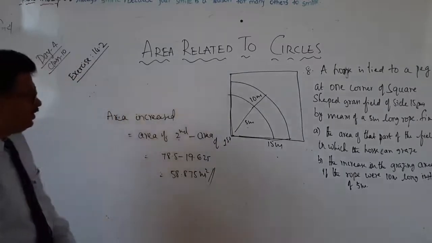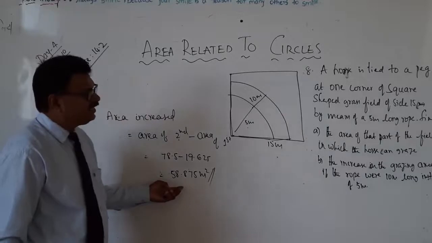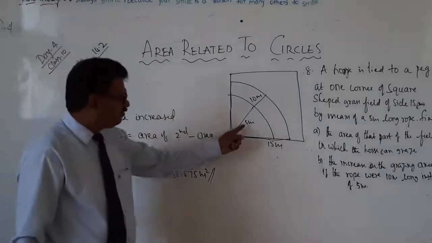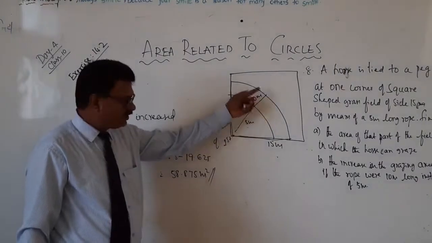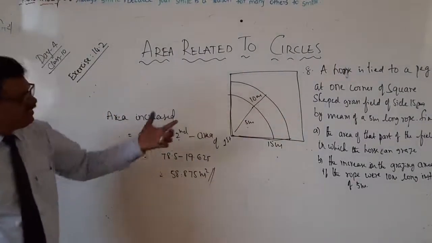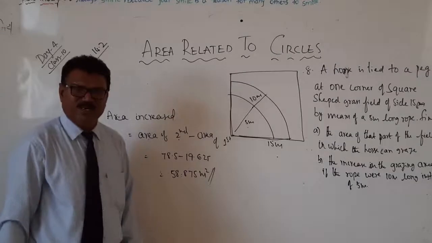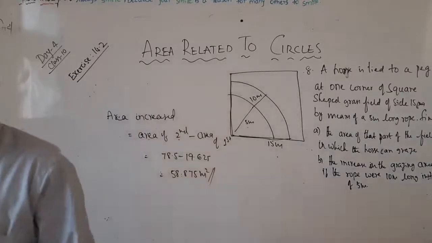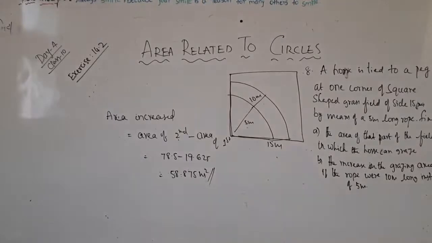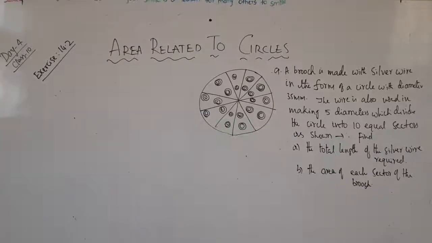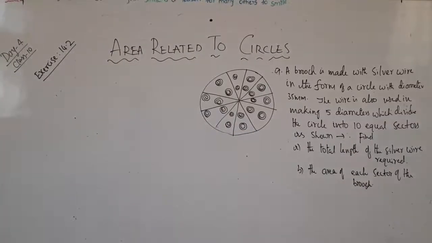Okay? So this is the increase in the area when the rope was increased from 5 meters to 10 meters. Did you understand? See, if you do it like this, there will be no problem at all. Just take down the problem. Yes, see one more problem.